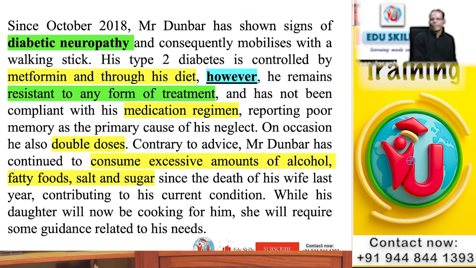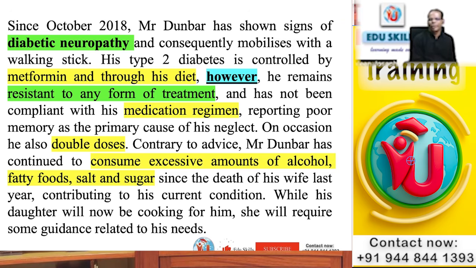Since October 2018, diagnosis. What is the diagnosis? Diabetic neuropathy, and consequently mobilises with a walking stick. His type 2 diabetes is controlled by metformin and through his diet. That is the treatment. What is the assessment? However, he remains resistant to any form of treatment and has not been compliant with his medication regimen, reporting poor memory as the primary cause of his neglect.